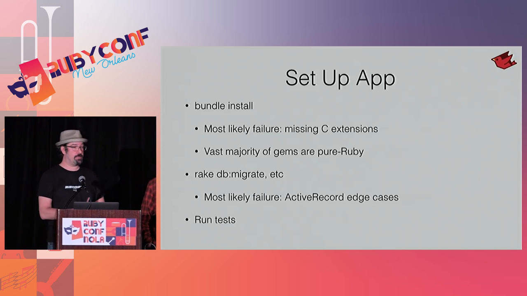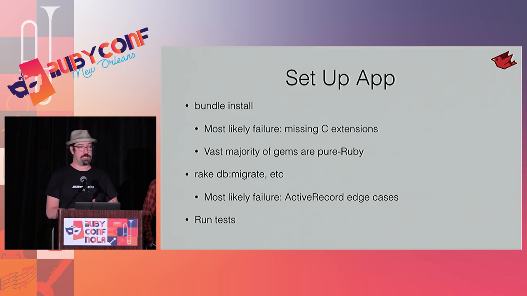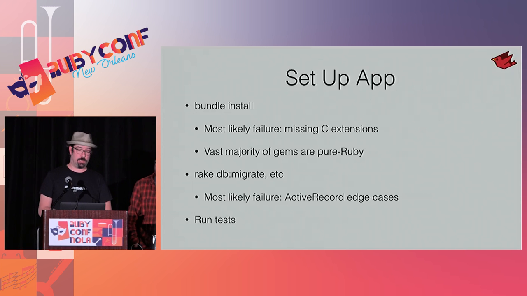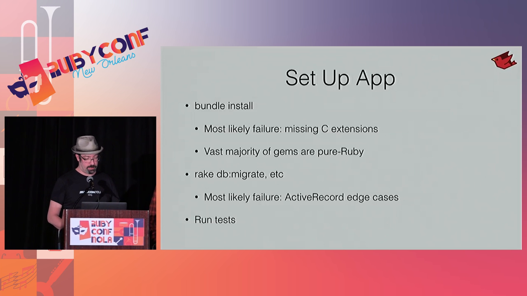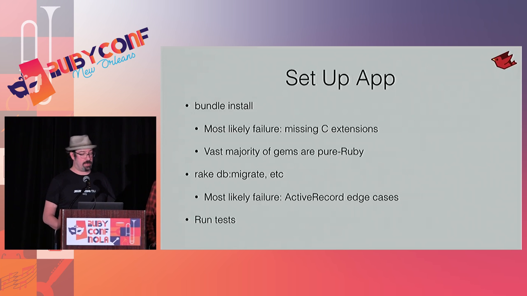Setting up your app, like I mentioned, bundle install is going to be the biggest thing. What you're most likely to run into is C extensions that don't have a JRuby version. The vast majority of gems out there are pure Ruby, but there are some C extensions. Some of them have been adapted to JRuby, so they have a Java or pure Ruby version, and some haven't. And I'll show some examples a little bit later. Rake db:migrate, again, most likely it's going to be some edge case that we didn't cover in Active Record, just something for us to fix. So come talk to us, we'll get it fixed up and get you on your way.